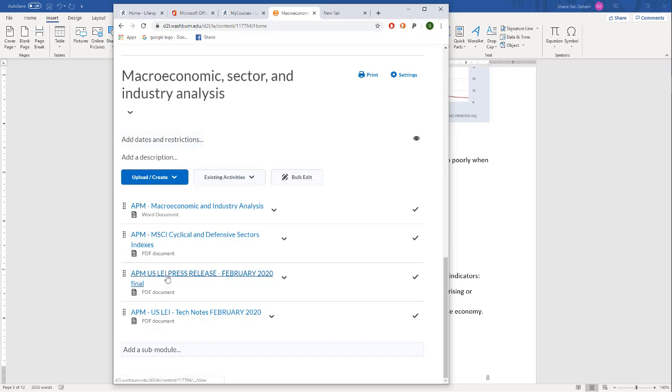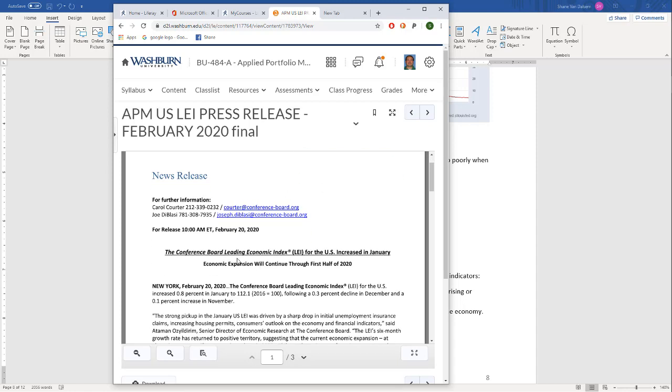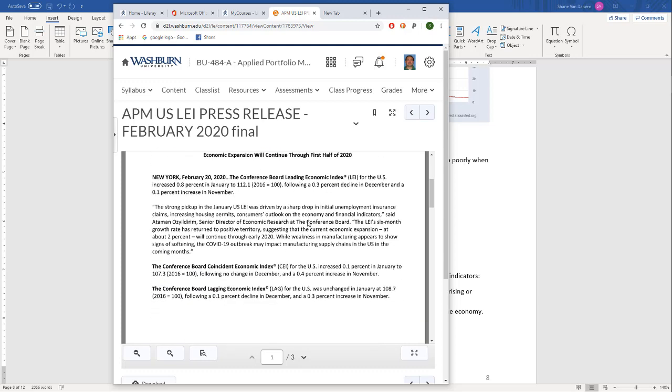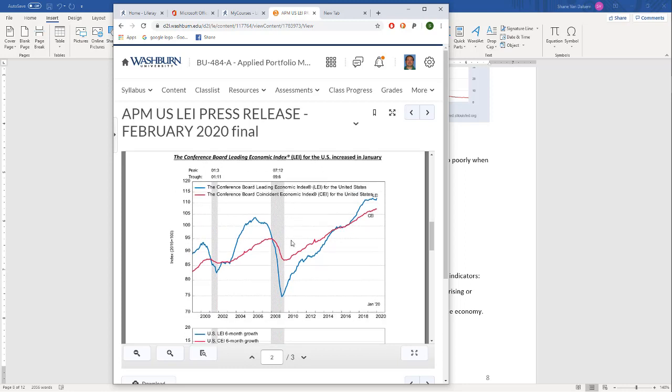So I've got two publications by them. LEI stands for Leading Economic Index. So they create an index based on leading economic indicators. And this is just the results of this index for them. So the CEI is the coincident economic indicator. The LEI is the leading economic indicator.